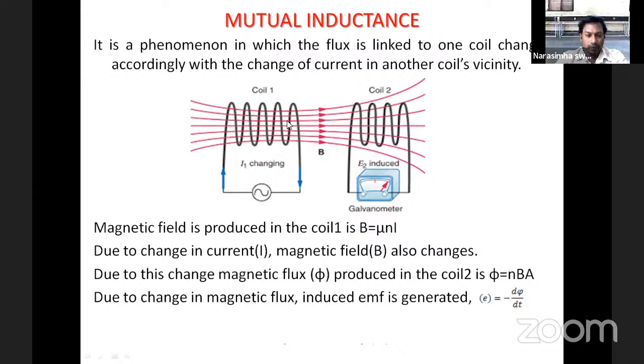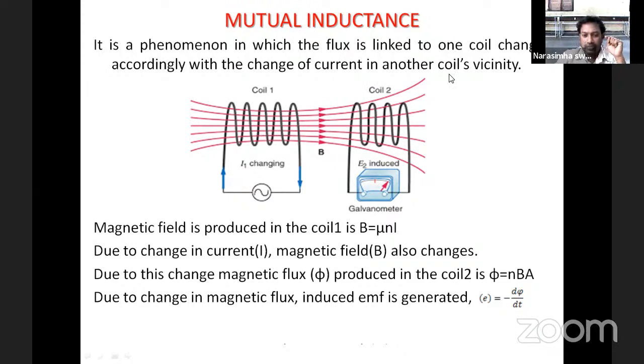Then we know what magnetic field will be generated inside the coil. Now nearby, one more coil is kept, just connected to a galvanometer. So we use two coils here, coil 1 and coil 2. It is the phenomenon in which the flux linked to one coil changes accordingly with the change of current in another coil's vicinity.